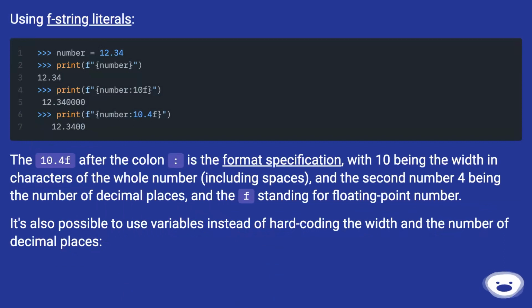Using f-string literals. The 10.4f after the colon is the format specification, with 10 being the width in characters of the whole number, including spaces, and the second number 4 being the number of decimal places, and the f standing for floating point number. It's also possible to use variables instead of hard-coding the width and the number of decimal places.